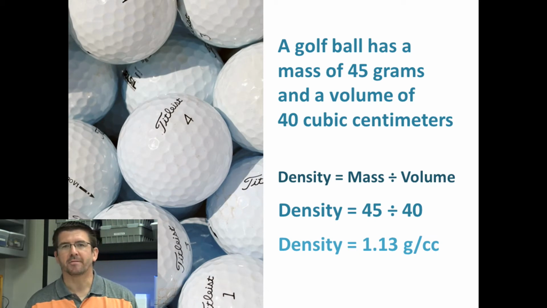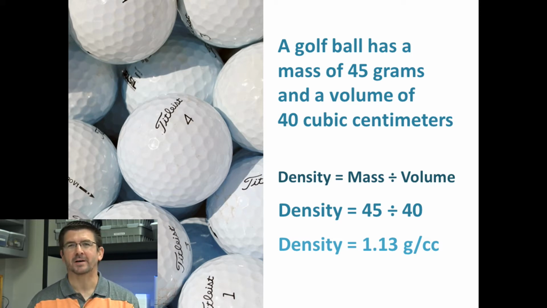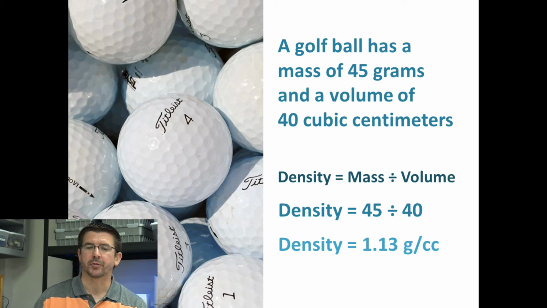If we know that a golf ball has a mass of 45 grams and it has a volume of 40 cubic centimeters, then in order to determine its density, all we have to do is divide its mass by its volume. So our division problem would be 45, the amount of mass, divided by 40, the amount of volume. And that gives us a density of 1.13 grams per cubic centimeter.